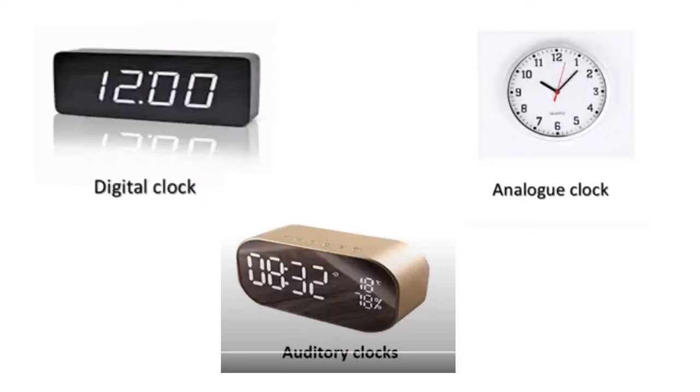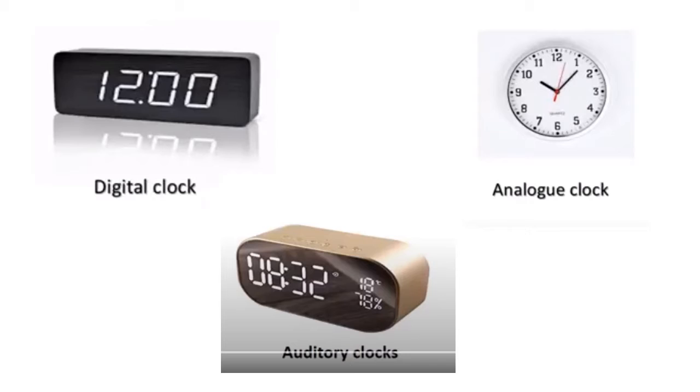Okay, so students, we have three types of clocks. We have digital clock, analog clock and auditory clock. So what does digital clock do? It tells us the time in numerical form, in digits. As you can see in the clock, it's 12 o'clock.